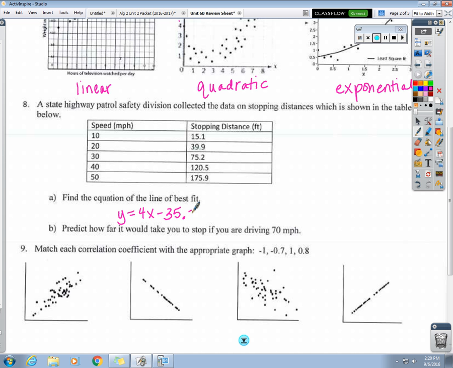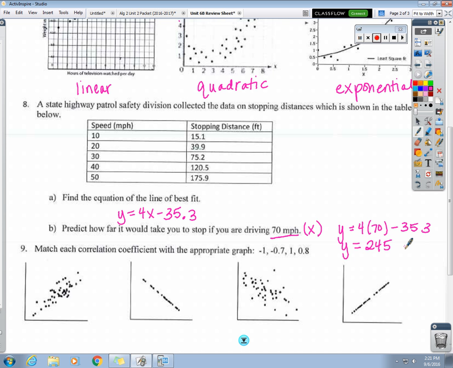Now that we have the equation for the line of best fit, we can use it to answer part B. Predict how far it would take you to stop if you were driving 70 miles per hour. Well, where would the 70 be plugged in? The X. All you have to do is look at the fact that it's miles per hour and see that miles per hour was in the X values over here. So you would just do y equals 4 times 70 minus 35.3. And so how long would it take your car to stop if you slammed on the brakes at 70 miles per hour? Okay, so we'll just round that to like 245.